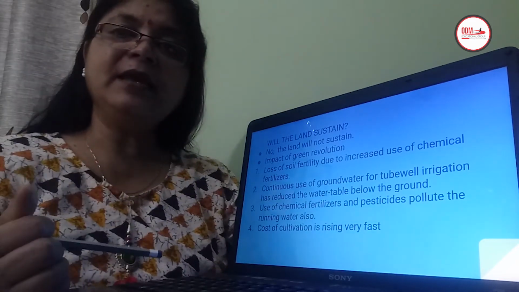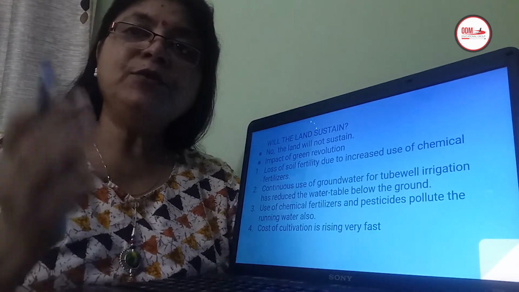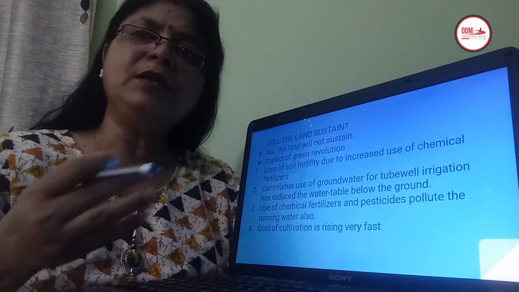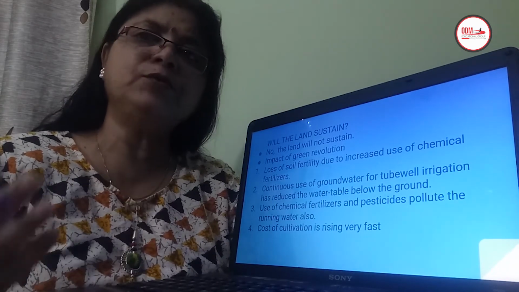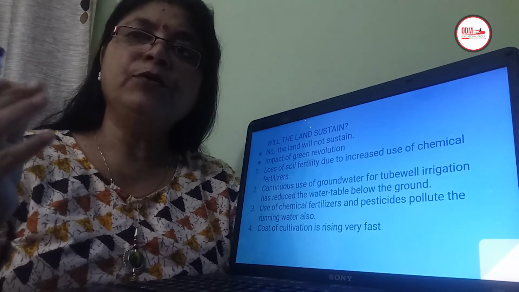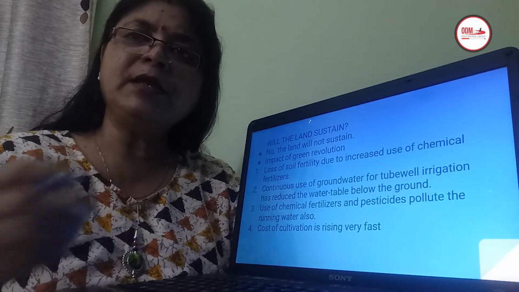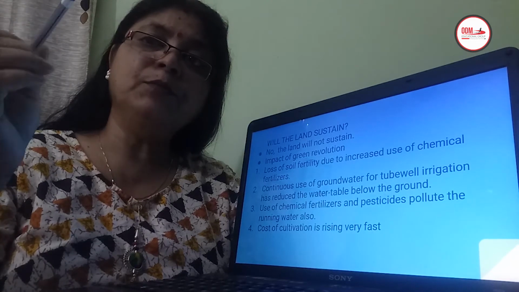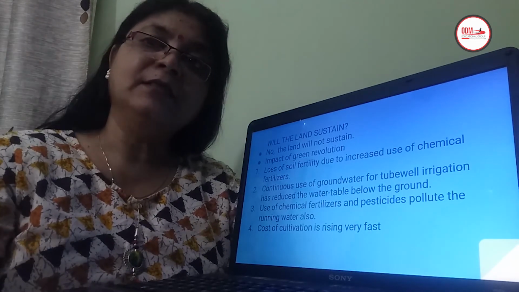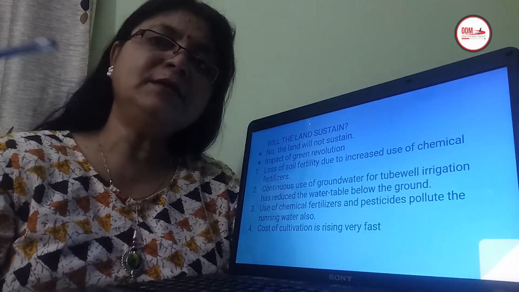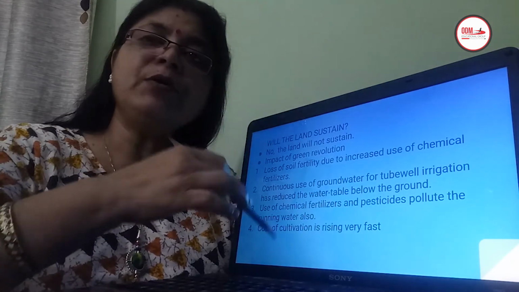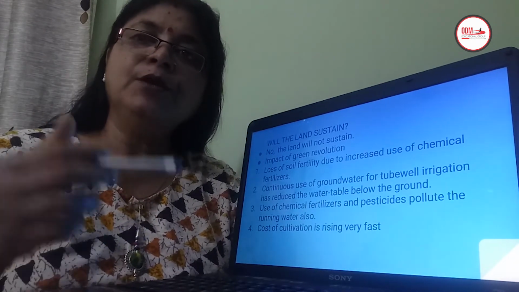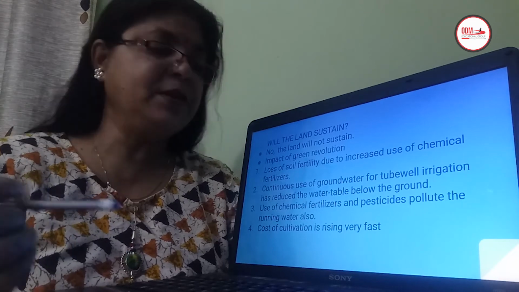Will the land sustain? Here the question arises. We are using different farming methods. Within a year we are producing so many things. We are using chemical fertilizers. We are using groundwater for irrigation besides the monsoon. Traditional seeds and monsoon rainwater are the traditional method of cultivation. Now we are using the modern method of cultivation, using different tools and machines, and chemical fertilizers.